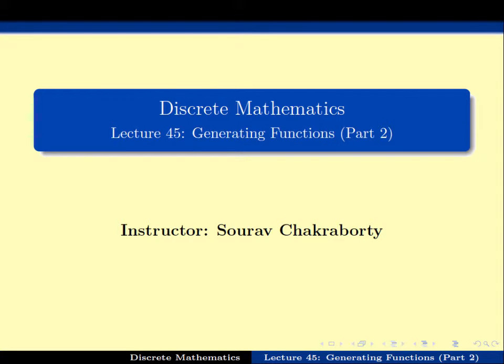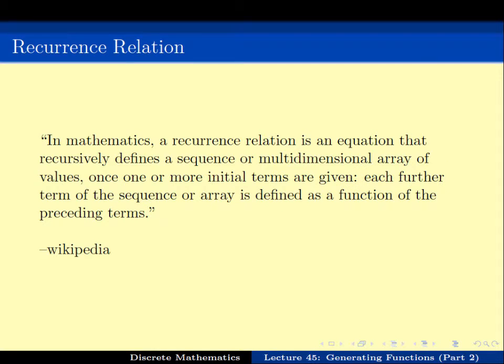Welcome back. So we have been looking at recurrence relations and how to solve recurrence relations using generating functions. To quickly recap, a recurrence relation is basically a sequence of numbers where the initial set of numbers are given and the nth term of the sequence is given as a function of the previous terms.